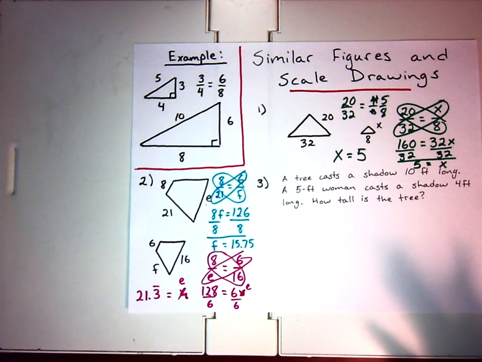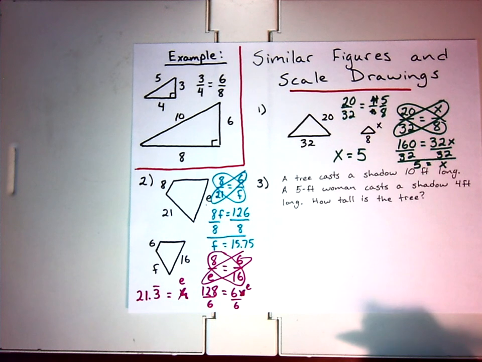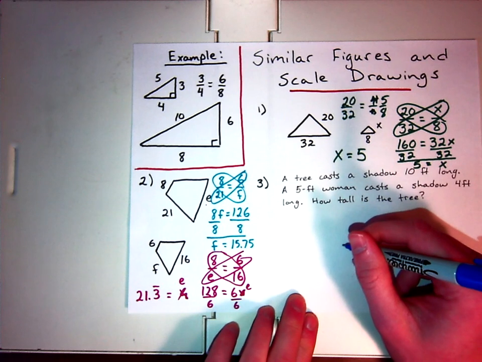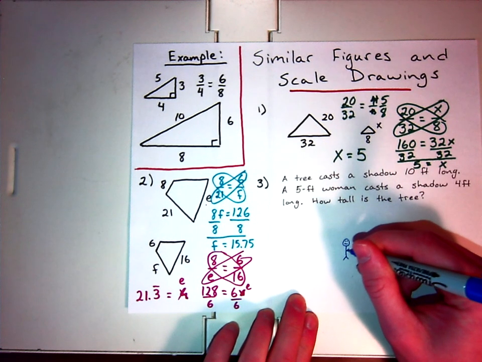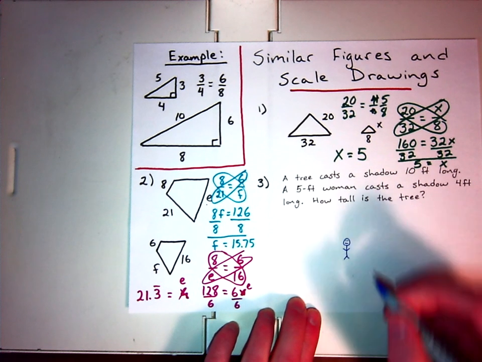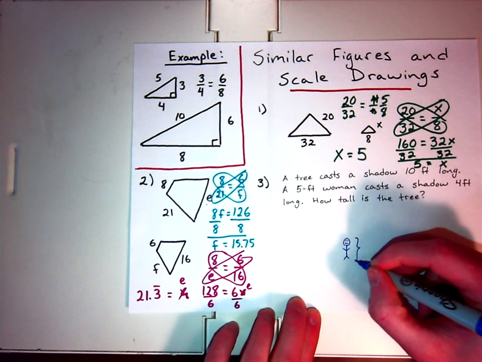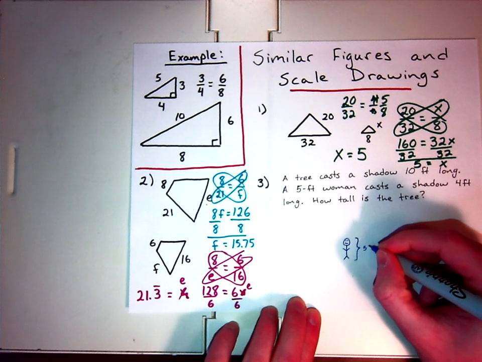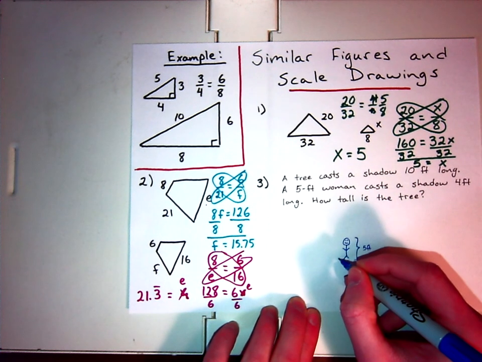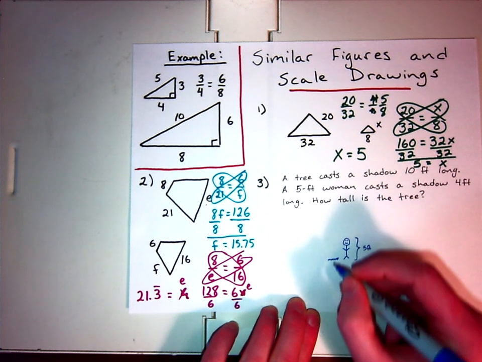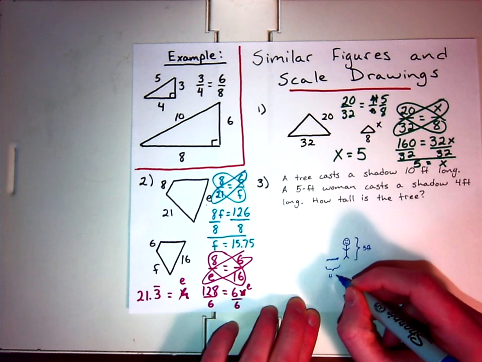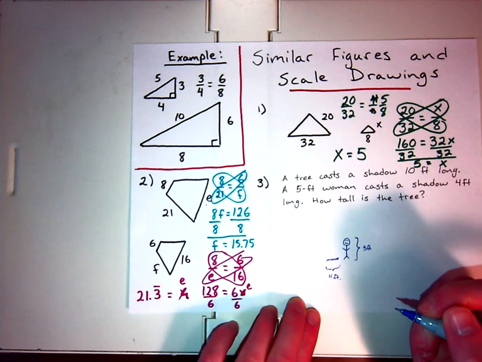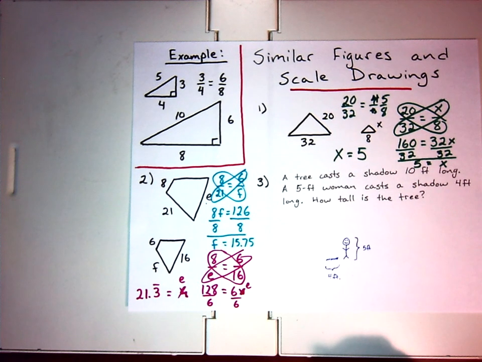So what we need to do is set up a similar figure, and we're going to do this by just visualizing the problem. So Sally Sue here, she is 5 feet tall. She casts a shadow that is 4 feet long.